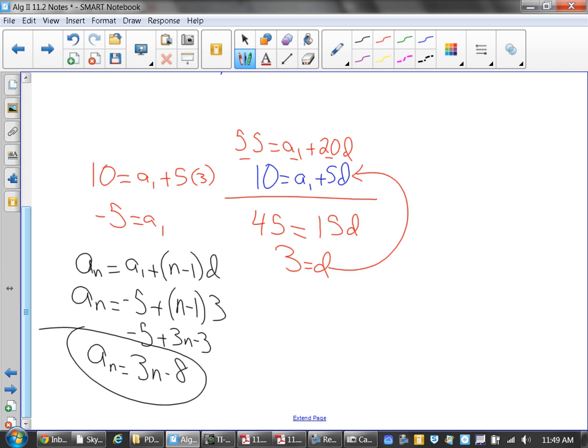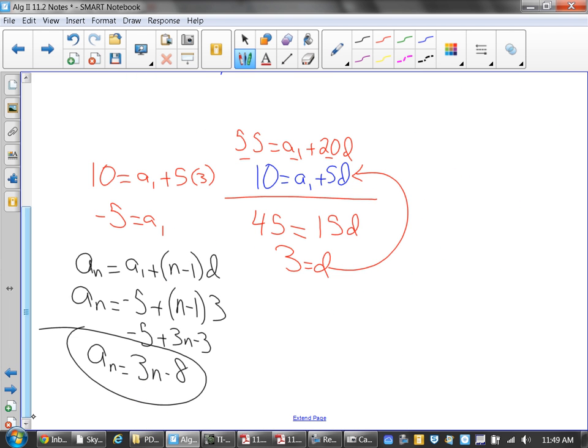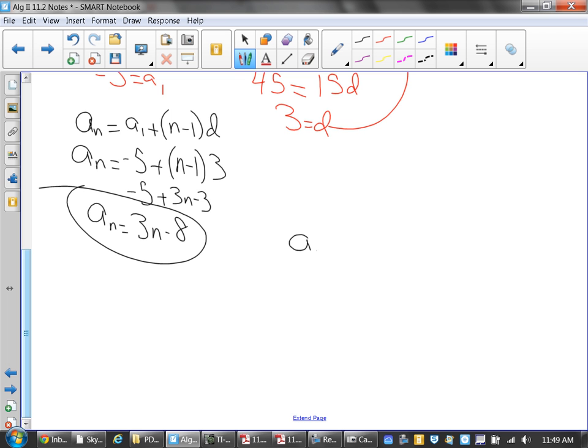Part B in this case said, using all that information, what's the n value that gives you 40? It wants to know what's the n value that's 40. So what number in the sequence is 40? So 40 equals 3n minus 8. The second part's much easier.